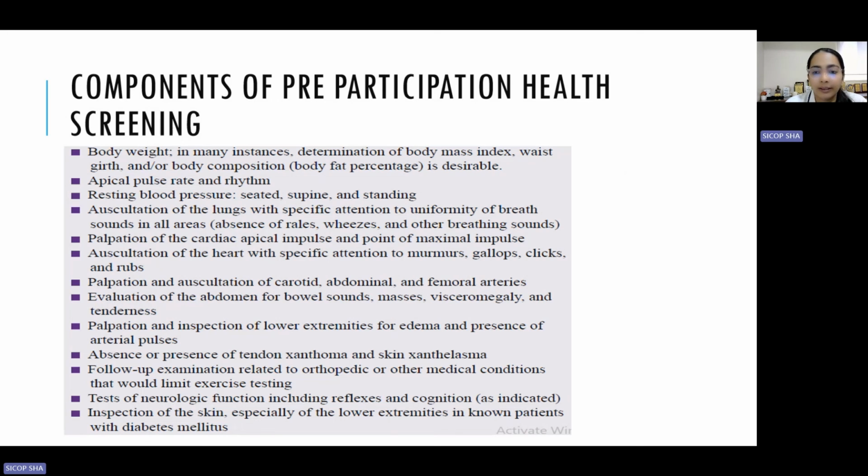evaluation of abdomen for bowel sounds, visceromegaly and tenderness; palpation and inspection of lower extremities for edema; absence or presence of tendon xanthomas and xanthelasma; follow-up examination related to orthopedic or other medical conditions; test of neurological functions, including reflexes and cognition; inspection of the skin, especially of lower extremities in known patients of diabetes mellitus.